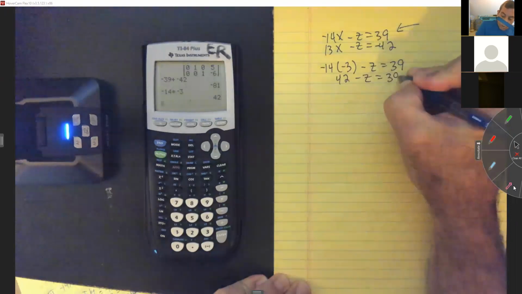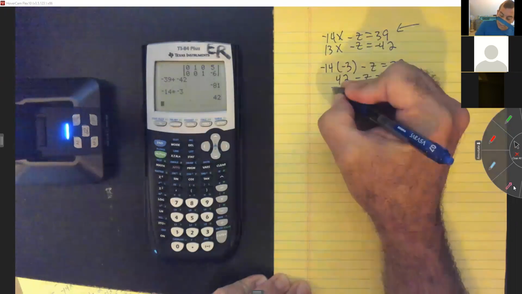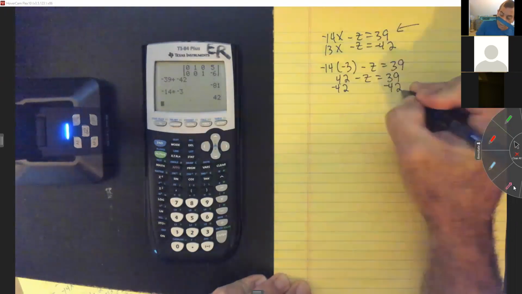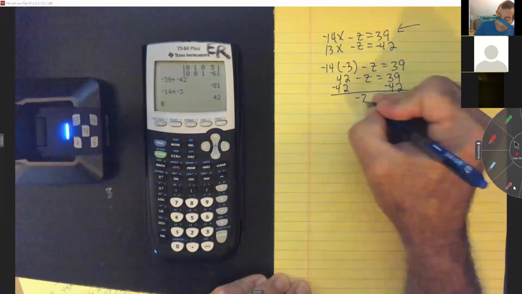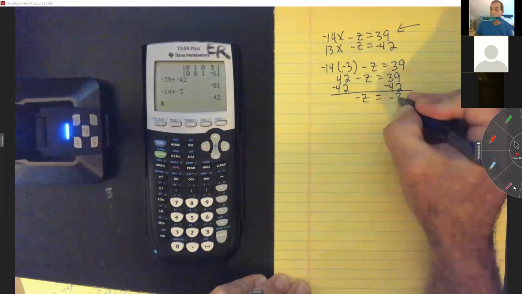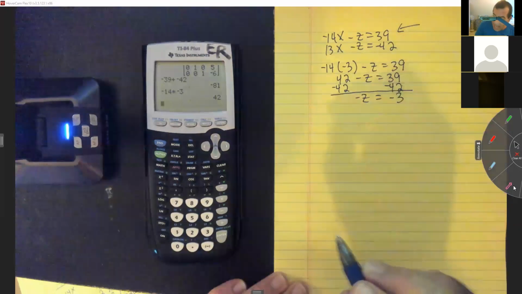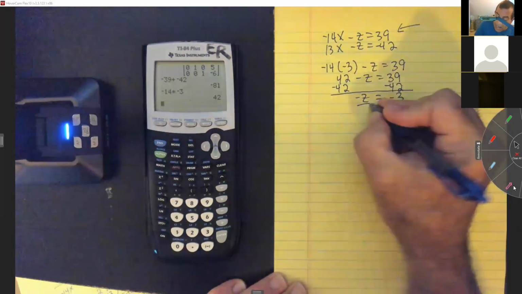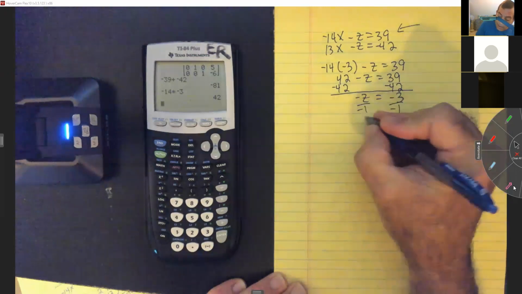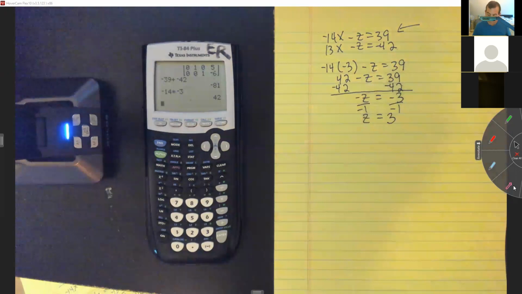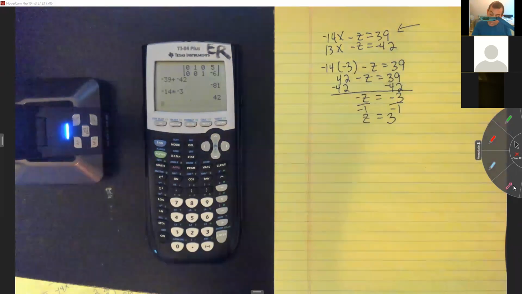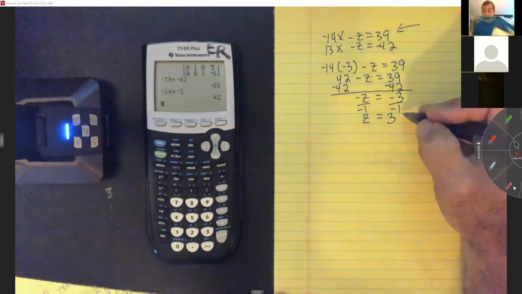I'm going to subtract 42 from both sides. So I get my negative z. And let's see, negative 42 and 39 is a negative 3. And remember, I can't leave the z negative, so I'm going to divide them both by negative 1 so that z equals a positive 3. All right, so x is -3, z is +3.